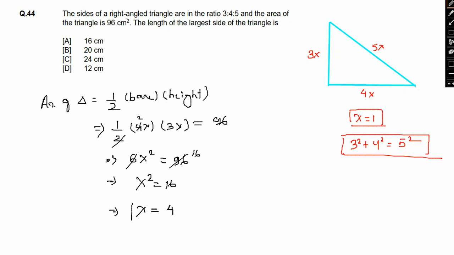We will not consider the negative part. Okay, x is 4, so therefore this side will be 12, this side will be 16, and the hypotenuse will be 20. Okay, so our answer will be 20. Option B.